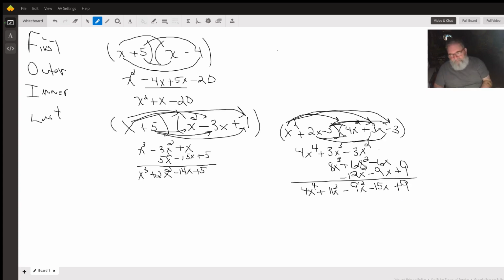4 times 4, same thing. Lining them up makes it easy to add them up instead of having to search for the like terms.